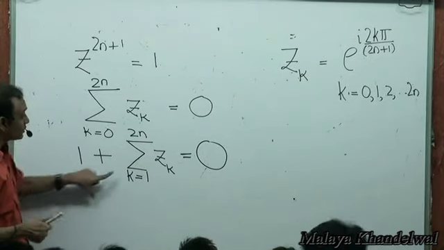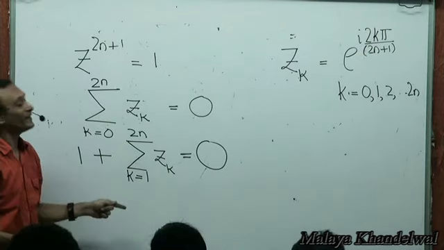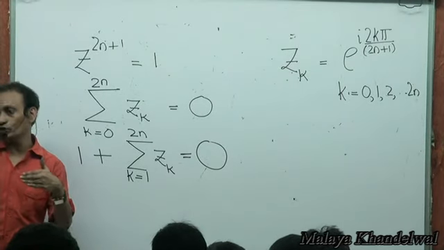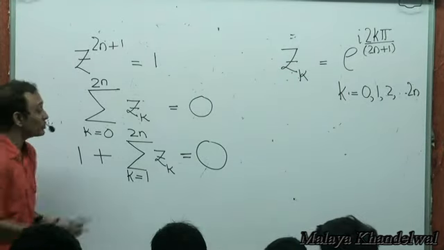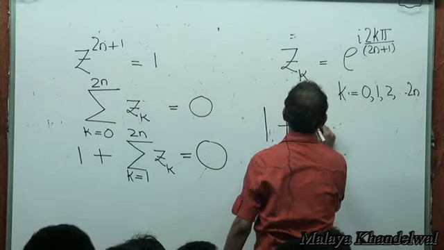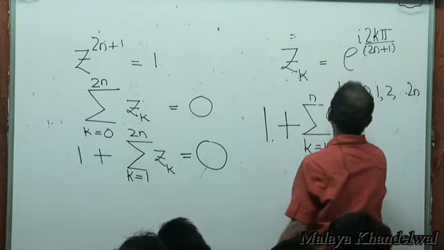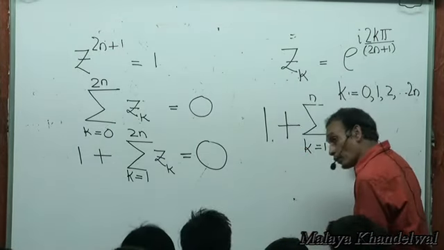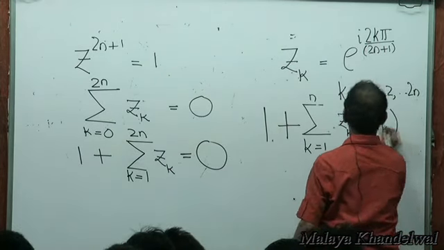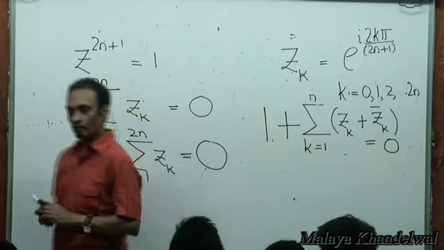Now, from k equal to 1 to n, I'll get roots on the upper half of the circle. Then n plus 1 to 2n, I'll get roots on the lower half. And roots in the lower half of the circle are only conjugates of roots on the upper half. So I could conveniently write this as 1 plus summation, taking only the upper half of the circle, 1 to n, and I take all the zk's. To include points in the lower half of the circle, I take a zk bar. That must be 0. Yes or no?